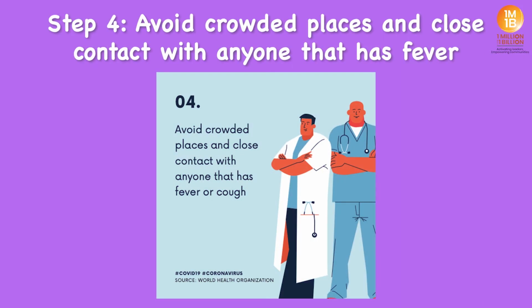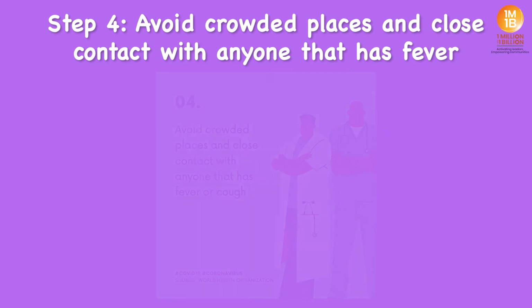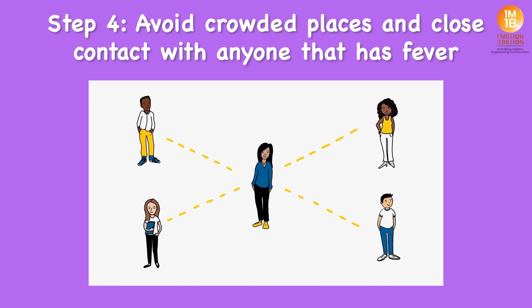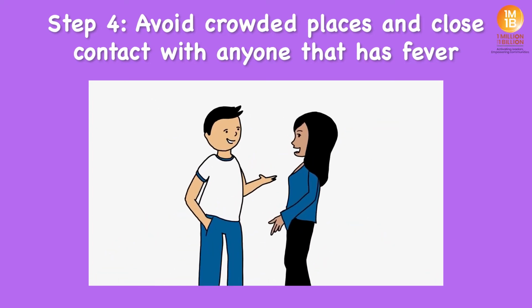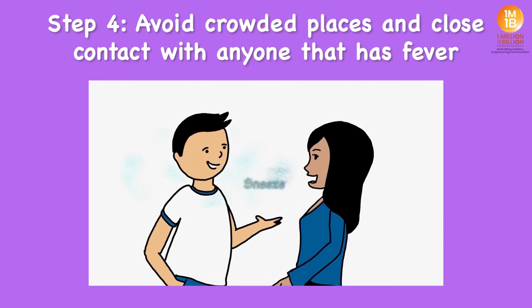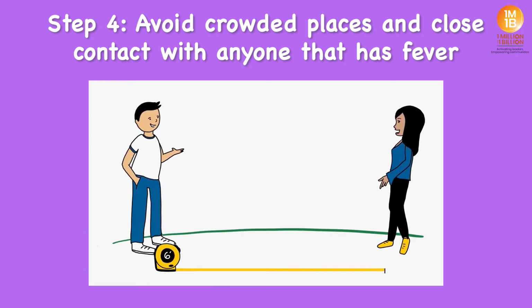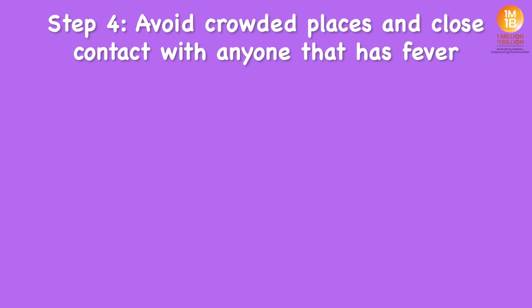Step number 4. Avoid crowded places and close contact with anyone that has fever or cough. It is important to avoid public places as you don't know who is coming from where, who is infected and who is not, whether or not they are maintaining hygiene. Virus spreads fast in crowded places. Wear masks and maintain 6 feet distance from everyone at all times in public.